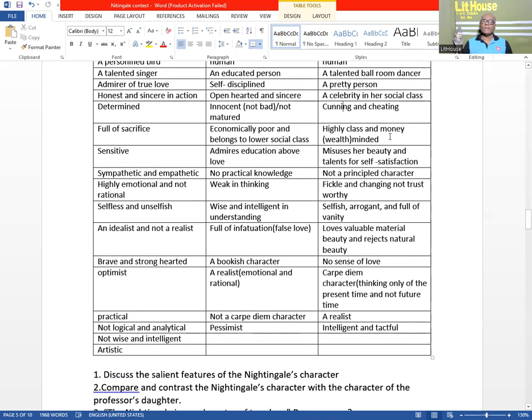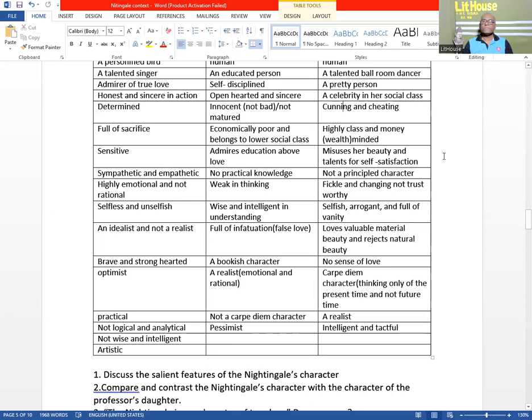Highly class and money-minded. She values her social class because she belongs to rich people's class. Right? She thinks of wealth. Wealth means money and other riches. She hates the poor class. That is why she hates the young student, because he belongs to the poor class. Right? He belongs to the poor class.